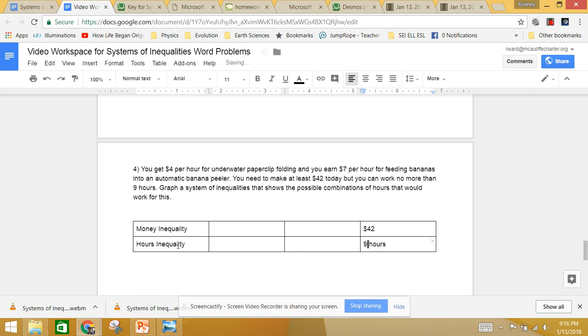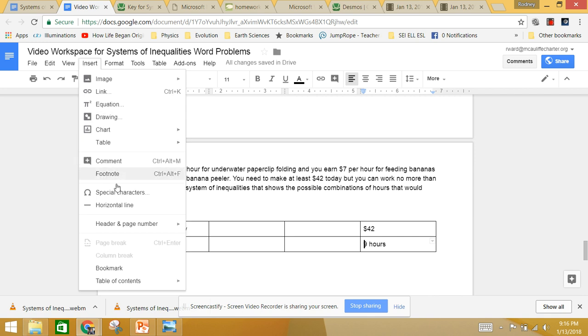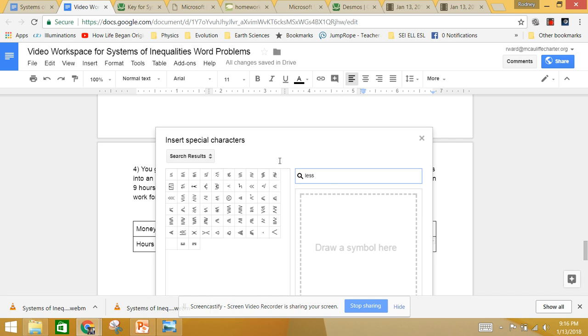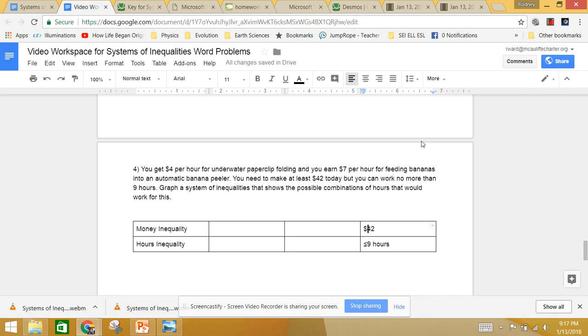Okay, so I'll start with sorting out what type of inequality this is. I can work no more than 9 hours, which means I could work 9 hours, but I could work less than 9 hours. So I'm going to have this be a less than or equal to inequality. So I go to my special characters, I type in less, and I get a variety of options there.